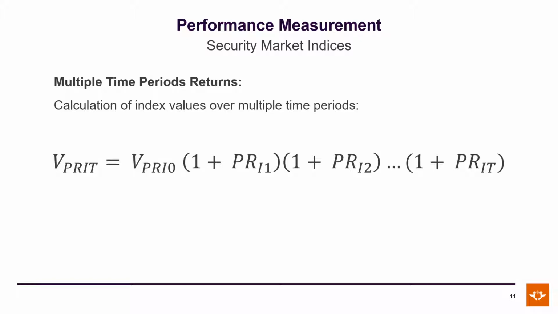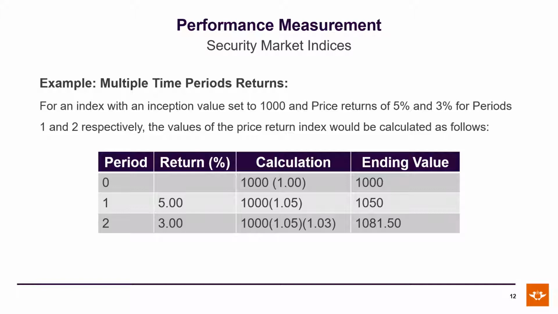And this is an example that actually demonstrates the concept that we were talking about in the previous slide, where we have the index today and we have the returns over the next 2 years, and we essentially just compound the index by these returns to get the future value.